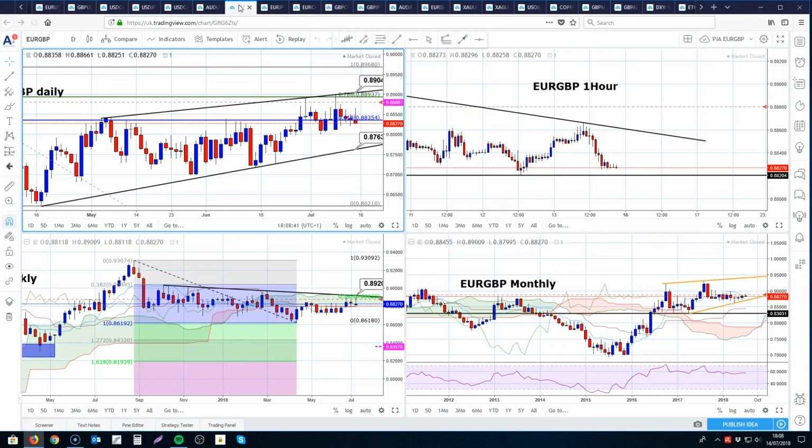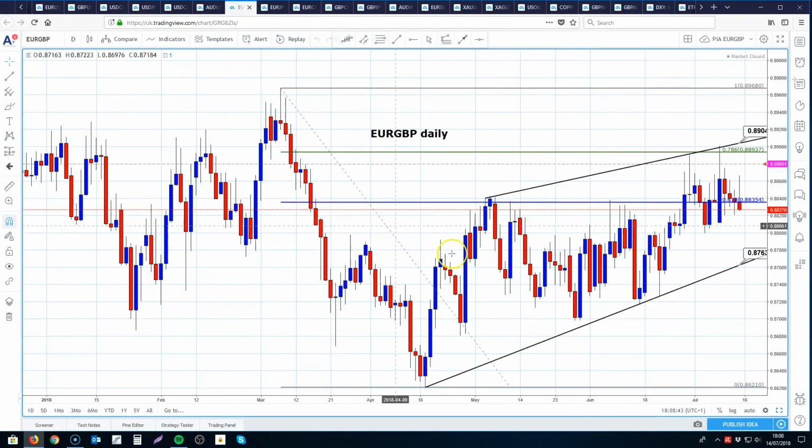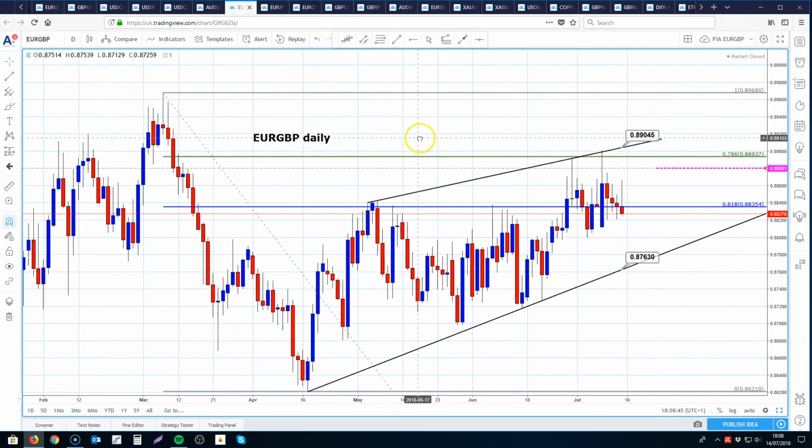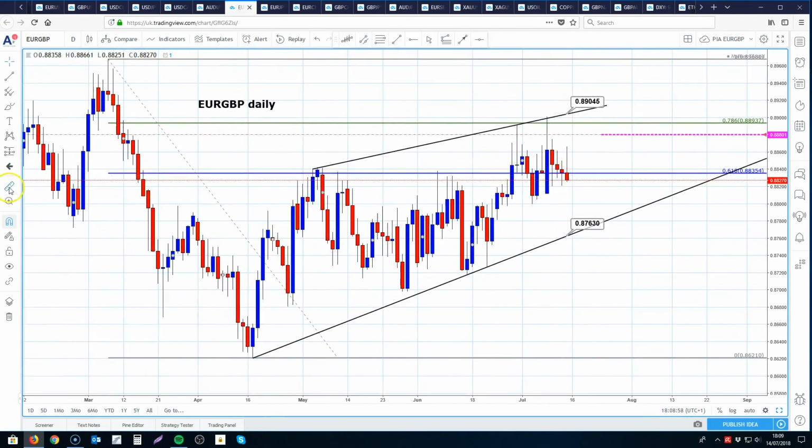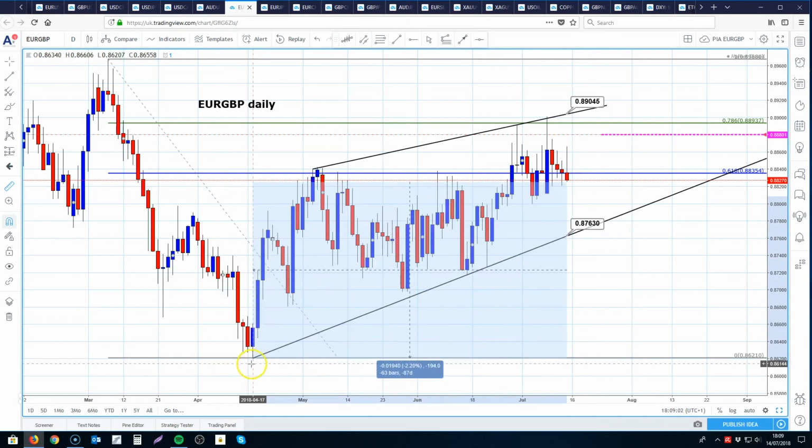Euro sterling, mixed volatile trading for how many days now? Seems like forever. Let's just put the measuring tool on. There we go. 63 days of mixed and volatile trading have formed a bearish ending wedge pattern.